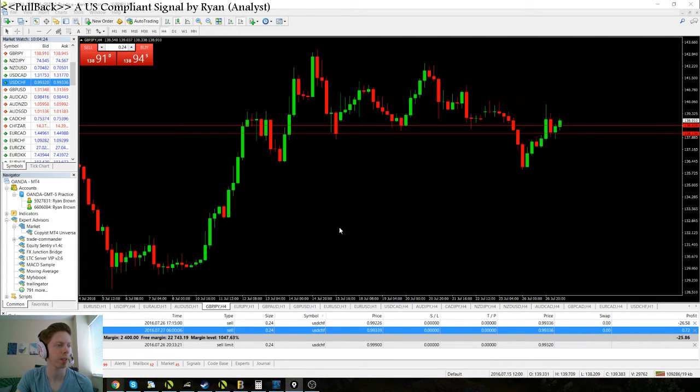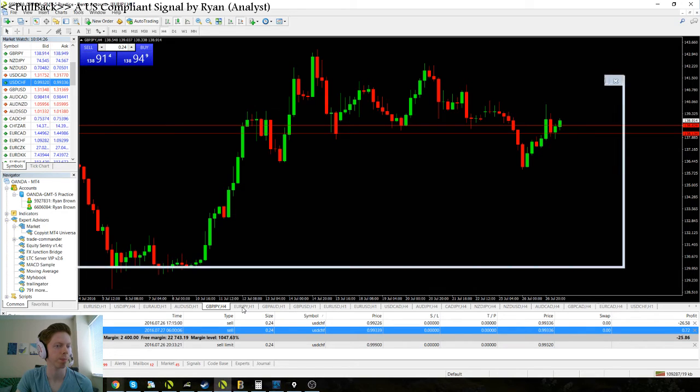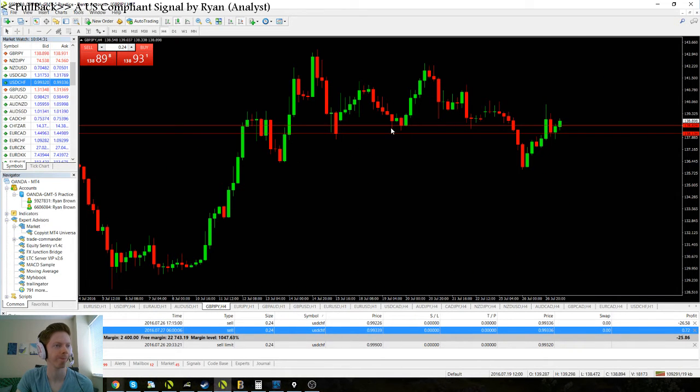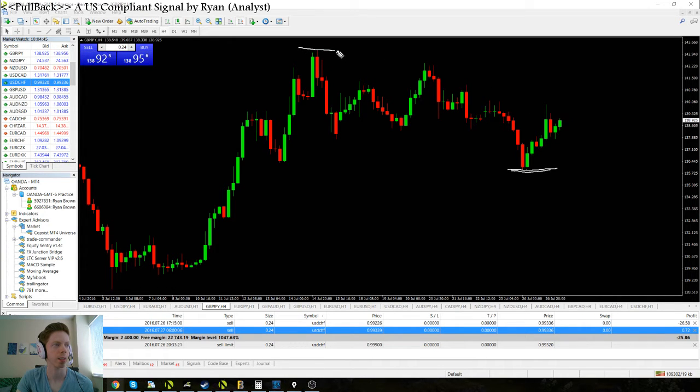So no trades on the pound Japanese yen. If I were to trade anything, I would be looking for... let me delete these. So the next time I'm looking to make any trades would be for this support level down here to be broken, and this resistance up here to be broken.